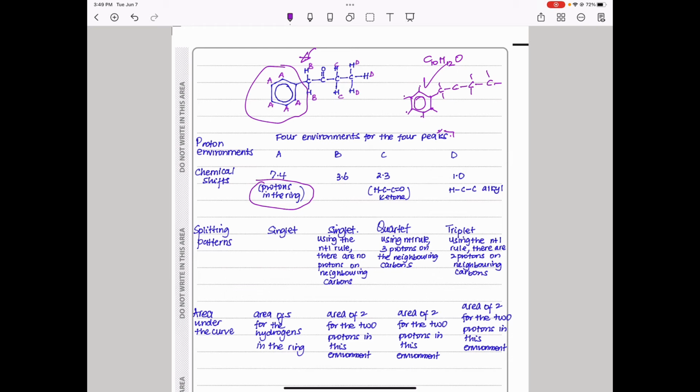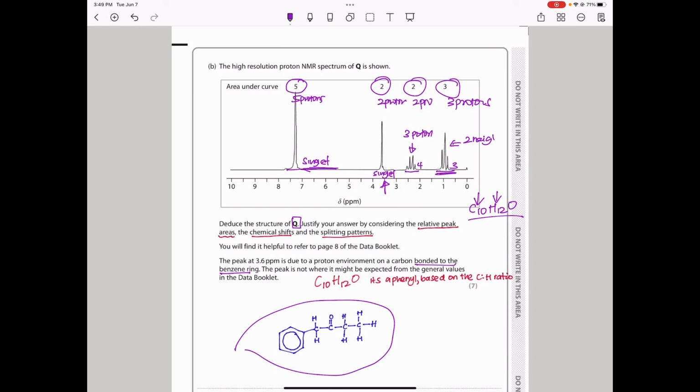And as we can see, environment C is about 2.3. It has the HCCO. This one here, you could say it has the HCCO, but as well, the other side is attached to the ring. So it's going to be within that range. And environment D, you can see this is purely alkyl, or HCC, but it's far away from the ring, and it's the only one that has 3 protons. D, as you can see, is at 1.0. This is the one that has 2 neighboring protons, but it has 3 protons. Basically, it's split into a triplet.